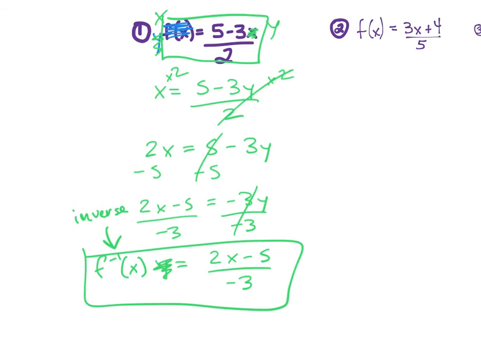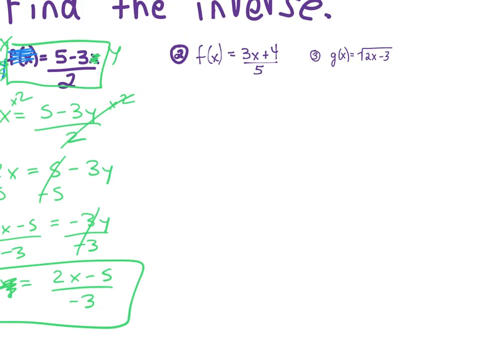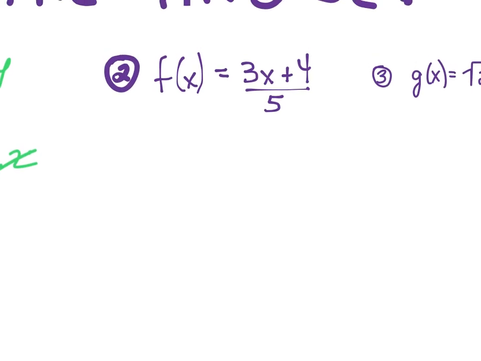Ready for number 2? Okay, what's the first thing I need to do? y equals (3x plus 4) over 5. Right, so we change our f of x to be y. And then what do I do? And now you switch it with the x. So I'm changing y to be x and x to be y.